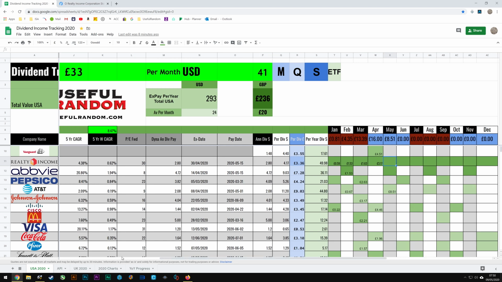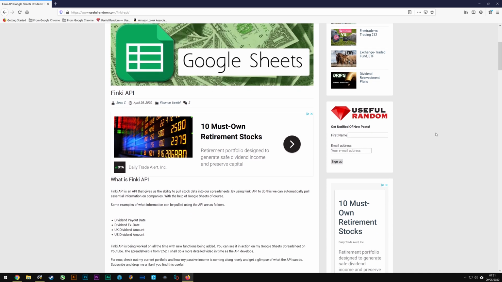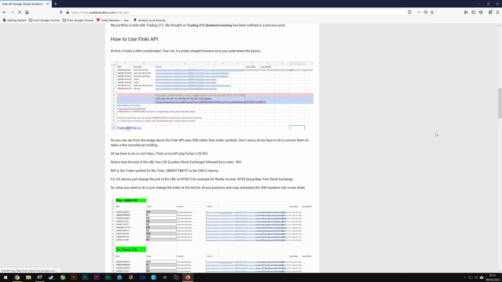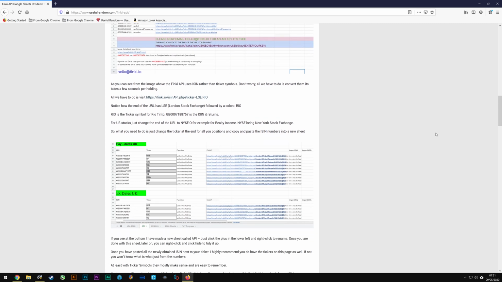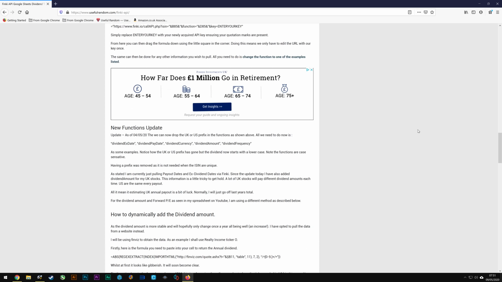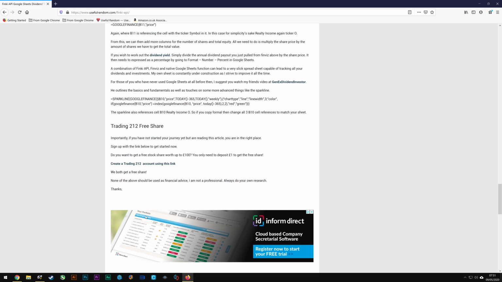I'll now show you the Finke API before we go any further. So yeah, have a read of this blog post first. It's pretty straightforward to set up once you have your own API key. You can stick your email in and get notified of new blog posts as well. If you've got any suggestions for the blog, let me know in the comments or follow me at UsefulRandom_investing on Instagram and let me know.